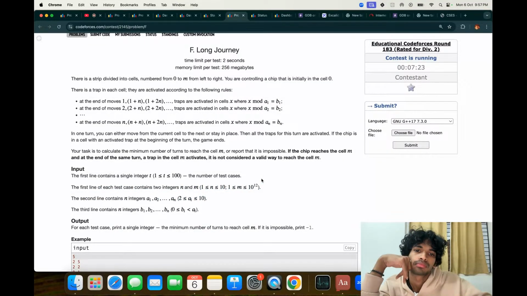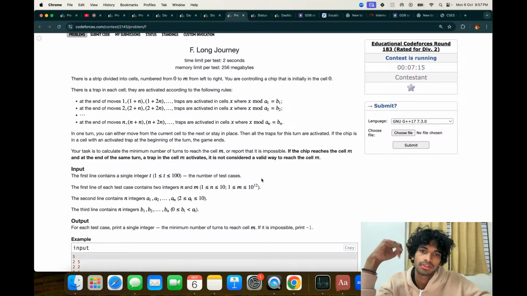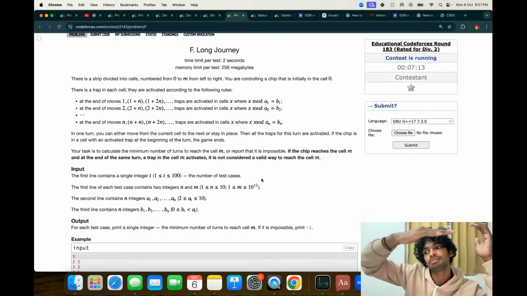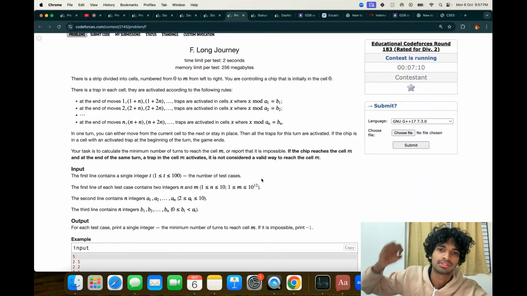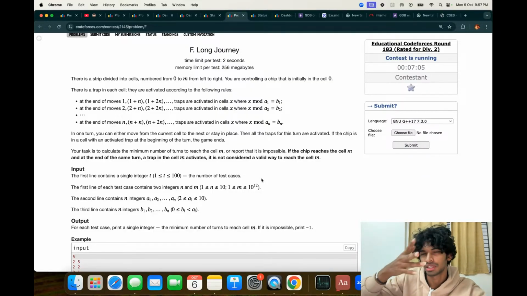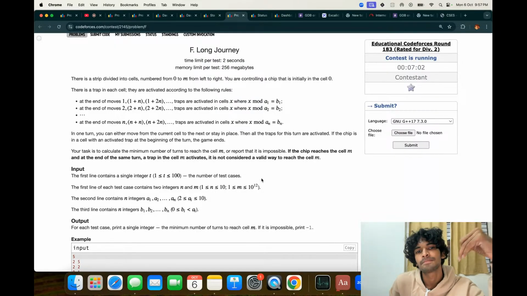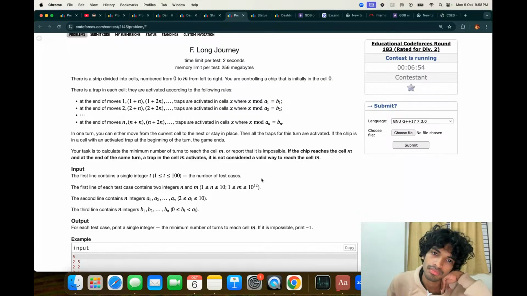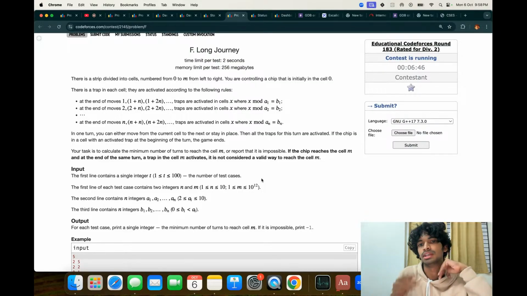M is big, okay? But with respect to n, the traps have n different patterns. Pattern one, pattern two, pattern three, pattern four, up to n patterns. The traps have n patterns, and they keep repeating. We can only move left or we can stay in the same place. Okay.